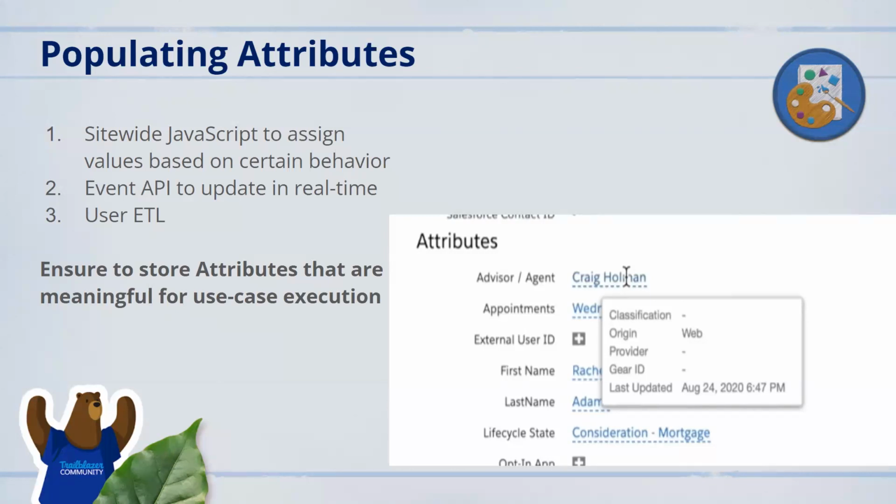Then on the right-hand side, in this screenshot, if you hover over any of those attributes, you can see the origin of where that attribute came from and when it was last updated as well. So for this example, you'll see the advisor agent attribute came from the web and was last updated on August 24th, 2020.